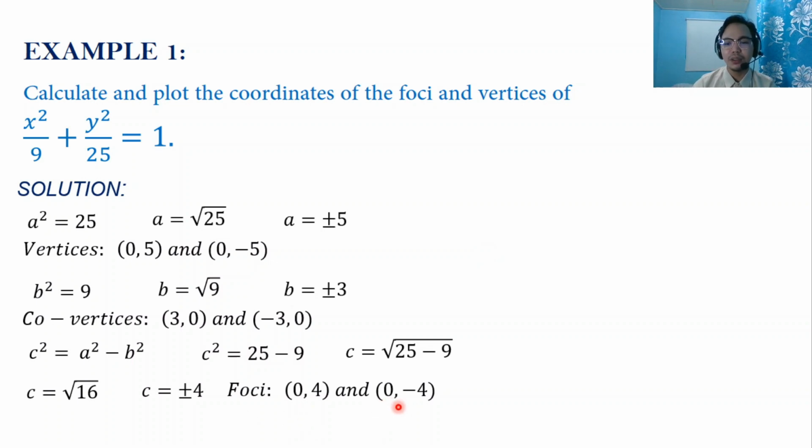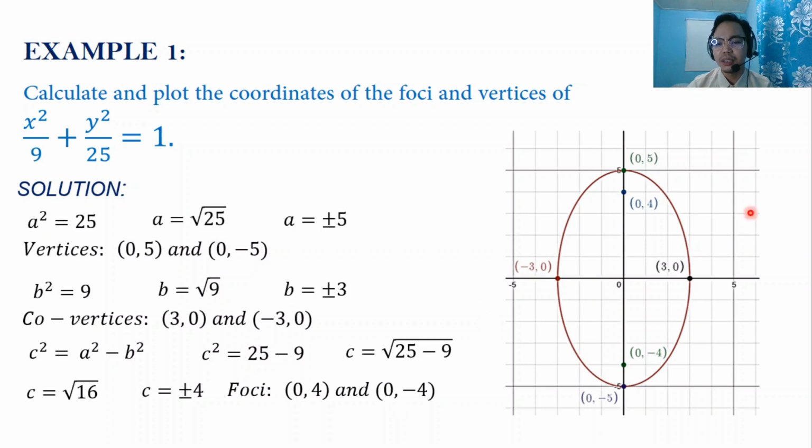So let us look at this graph. The center is at the origin. The major axis is vertical because 25 is greater than 9. That's why our ellipse has a vertical major axis. So from the center going to the vertices, that is 0, 5 and pababa, that is 0, negative 5. Then for our co-vertices, that is 3, 0 and negative 3, 0. For the foci, that is 0, 4 and 0, negative 4.